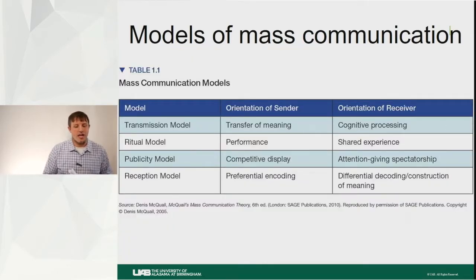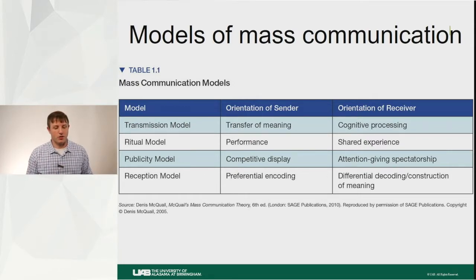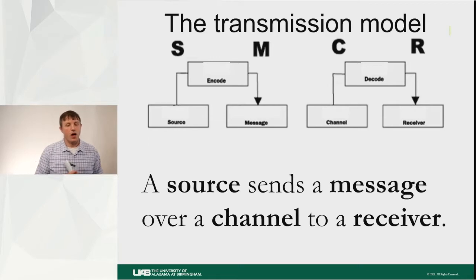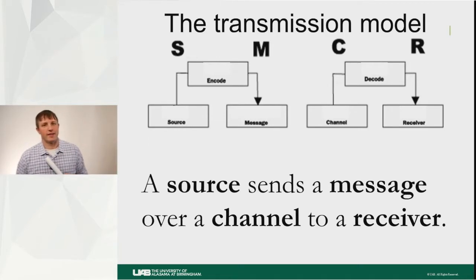So we'll start here. These are models of mass communication. There are several different types of models of mass communication. You see them all here. The one we're going to focus the most on is the one at the top, which is called the transmission model, also known as SMCR. SMCR stands for source, message, channel, receiver. Basically, a source sends a message over a channel to a receiver.